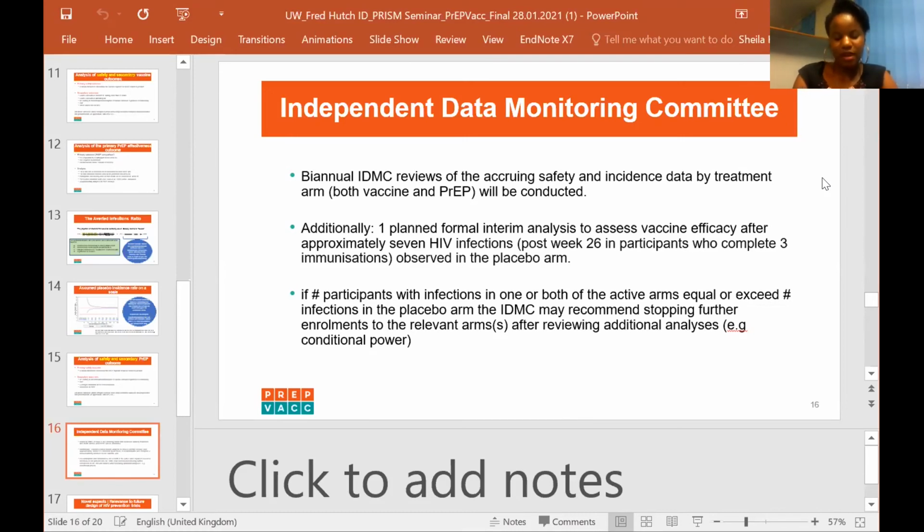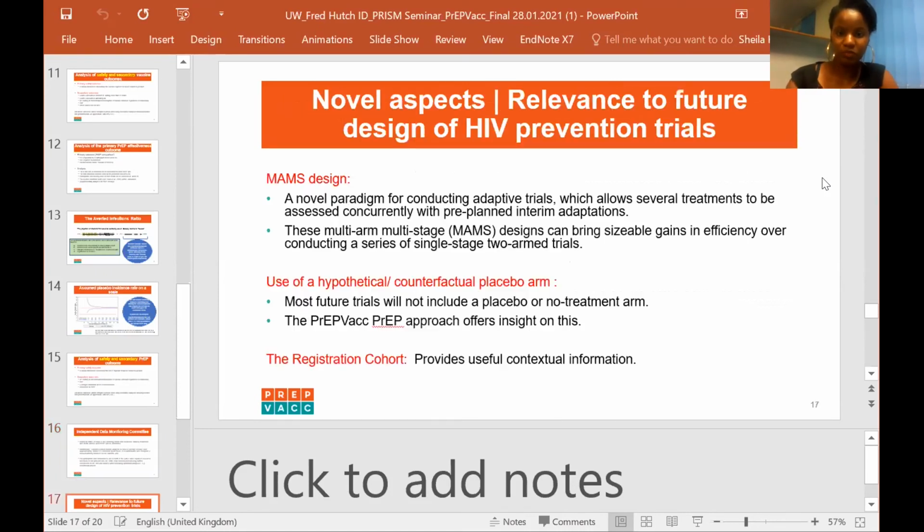Now, if the number of infections in the placebo arm is the same as the number of infections in an active arm, the IDMC could potentially recommend stopping further enrollment to that arm after reviewing additional analysis such as conditional power and confidence intervals and the like. But at that point, they would at least be able to rule out 70% vaccine efficacy, and it then becomes a question of, do they stop the trial or let the arms proceed?